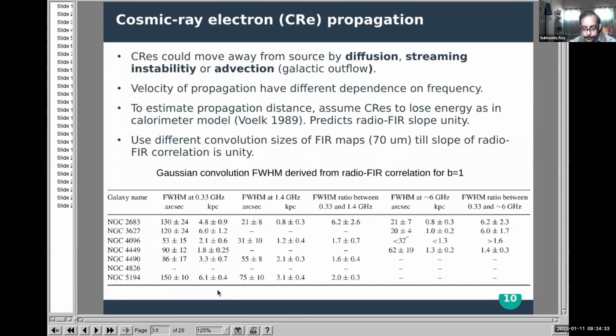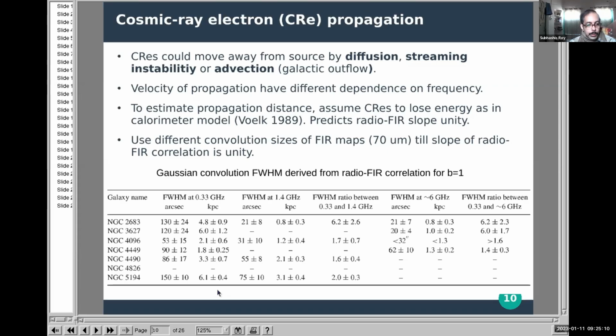For example, for diffusion, the propagation scale is proportional to root tau because it's a random walk, whereas for streaming instability, it is proportional to tau, whereas for advection, it is really frequency independent. Now, the propagation scale, that is the synchrotron lifetime, can also be shown to be proportional to 1 by root nu.